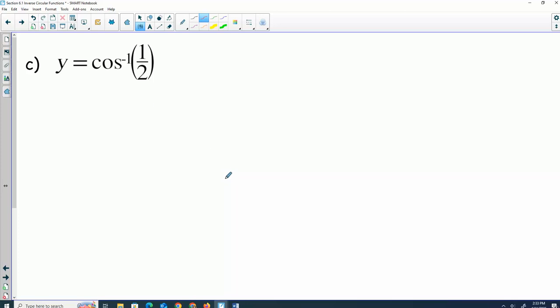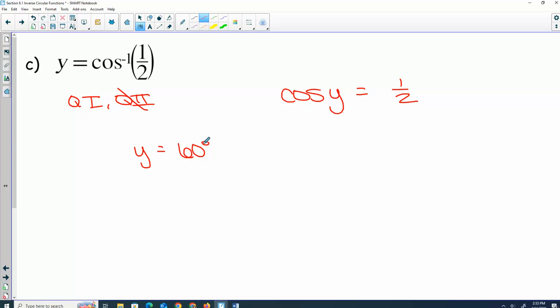All right, y equals cosine inverse of 1/2. What quadrants can it be in? 1 and 2. Okay, which one is it positive in? So what this means is find the angle so that cosine of y is positive 1/2. When is that? 60 degrees.